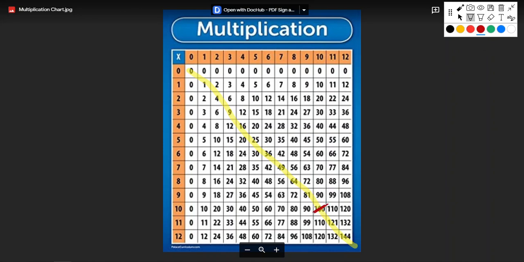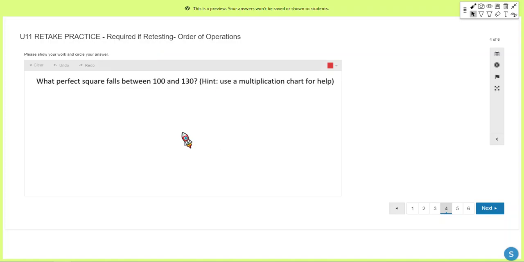So here's 100. 130 would be somewhere before 144. So I need the perfect square, or the number that is on the diagonal. Well, it has to be 121. So the only answer that this one could be would be 121. And that's how you find it, using the diagonal of the multiplication chart.